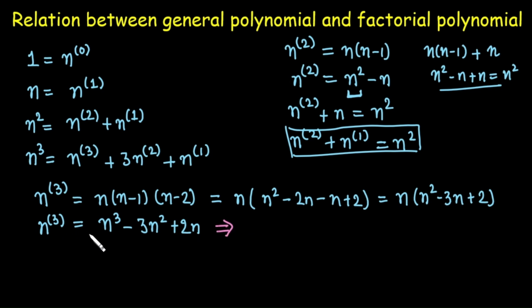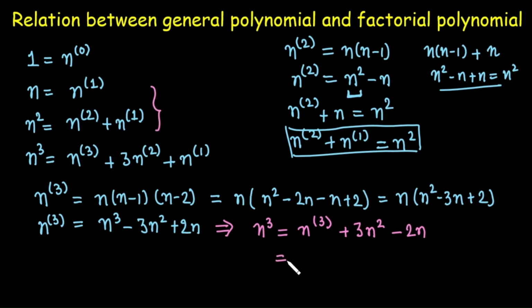From here, we can find the value of n cube. N cube is equal to what? So it is n raised to power 3 factorial polynomial. Take these two terms on the left side. We have plus 3n raised to power 2 minus 2n. Now write the value of n square and n in terms of factorial polynomial.